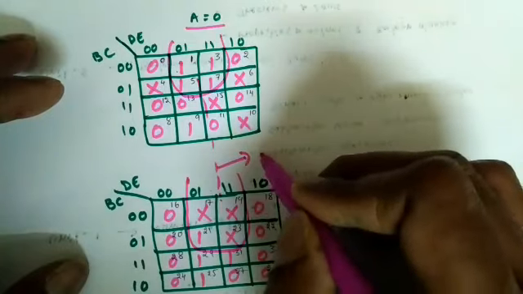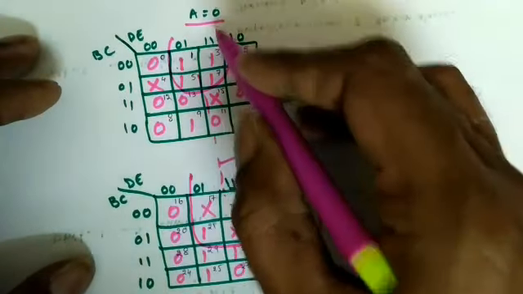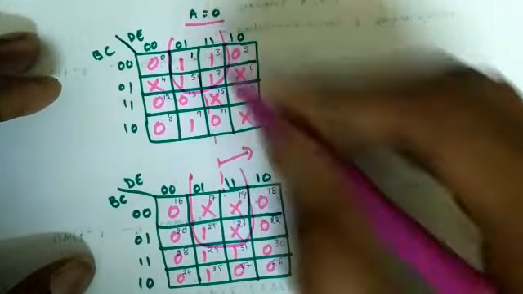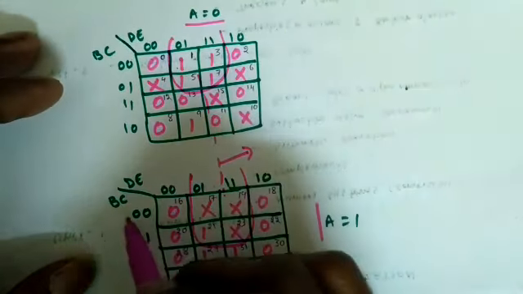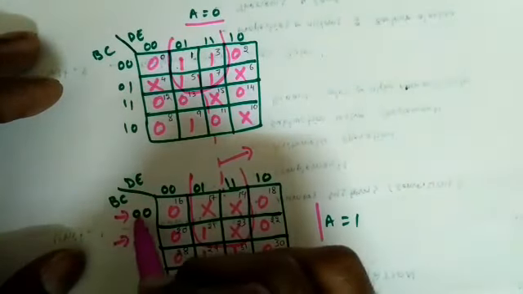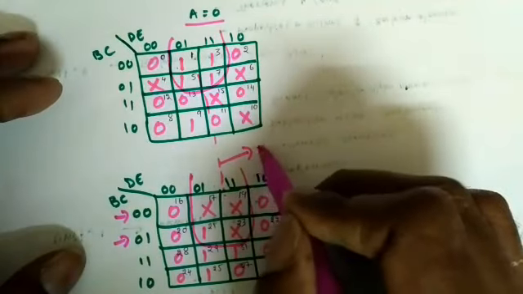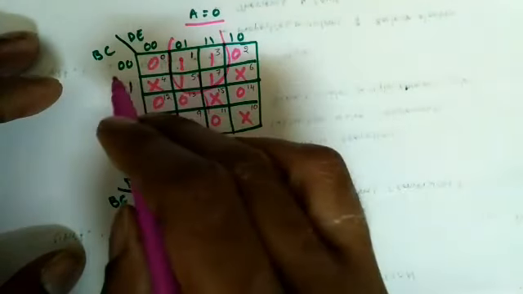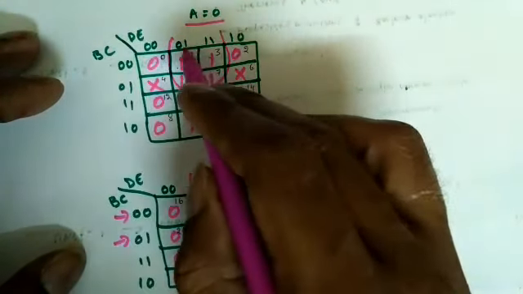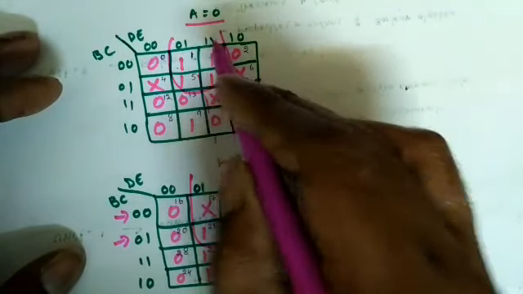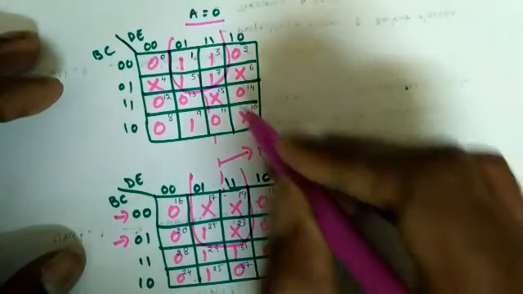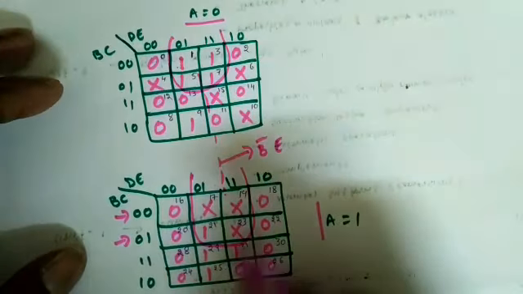So what is the equivalent of this? See, in these 2, A is changing, 0 to 1, so A is eliminated. And in these 2 rows, which one is common? The first one, B bar. So this represents B bar. Then here also B bar. Here 0, 1, 1, 1, so E is fixed. So B bar E. This octet is represented by B bar E.